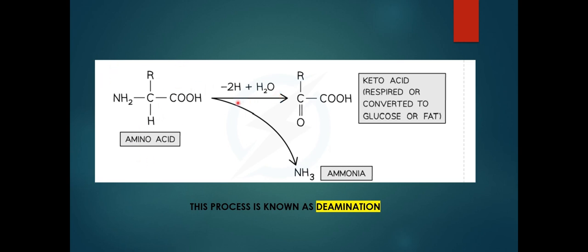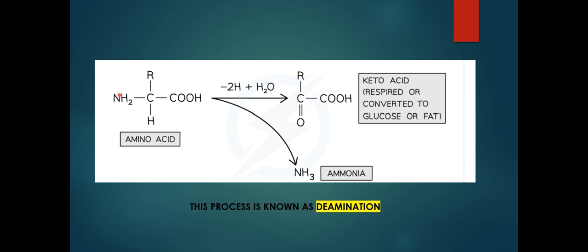And when this happens, the amino acid is converted into a keto acid. We won't say broken down, but we can say it's converted into a keto acid. And this keto acid is further respired or converted into glucose or any other substance that we can directly get energy from.